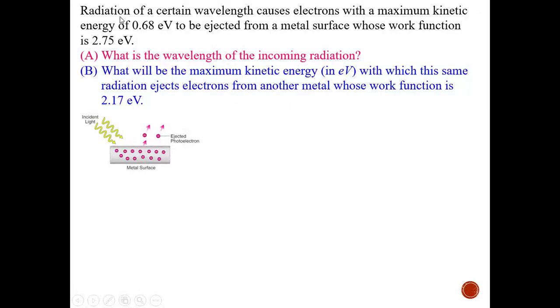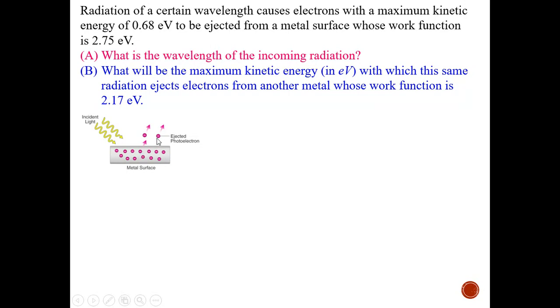In this particular video, we have a radiation of some unknown wavelength that causes electrons with a maximum kinetic energy of 0.68 electron volts to be ejected from a metal surface whose work function is 2.75 eV. So essentially, given this diagram, it's saying the minimum energy needed to get these electrons to start ejecting is 2.75 eV. Okay, but there's some extra.